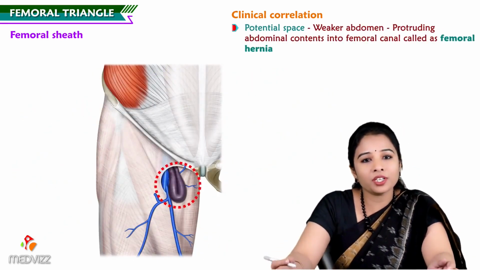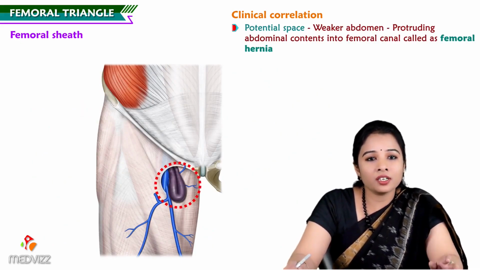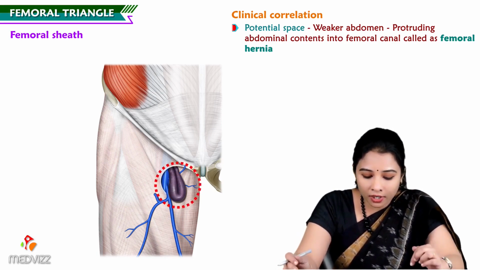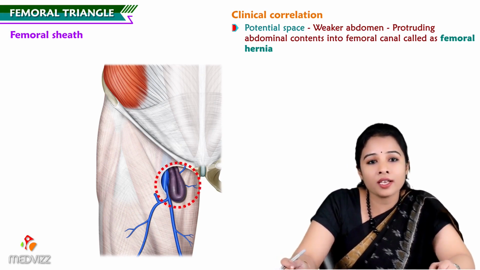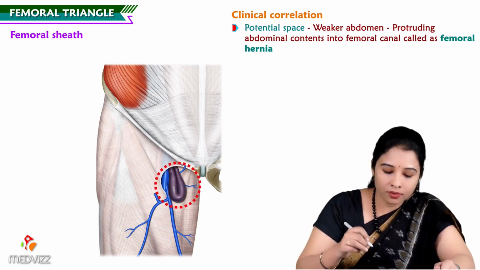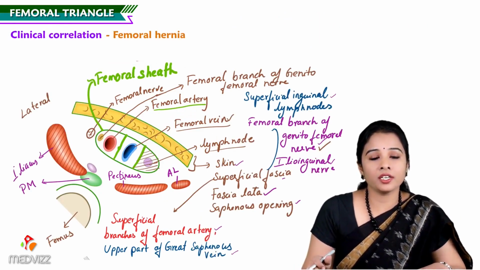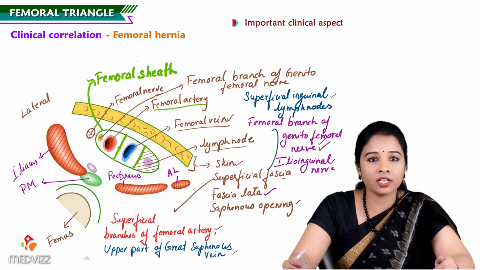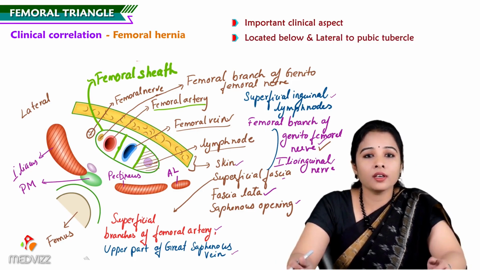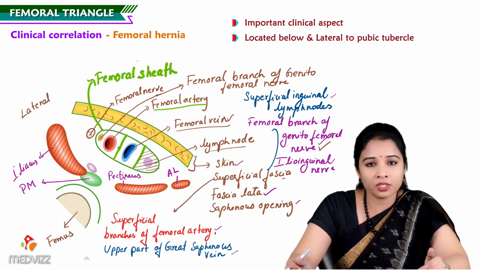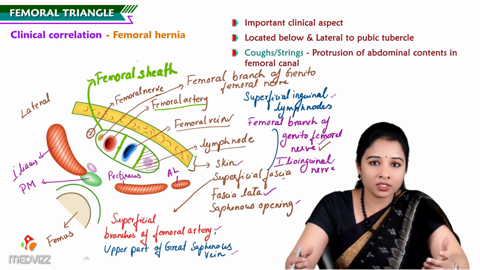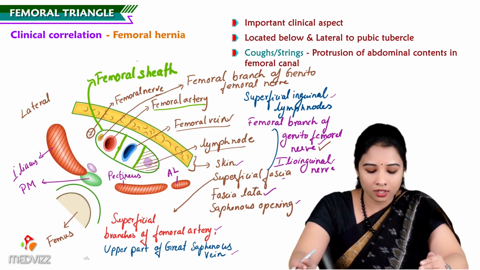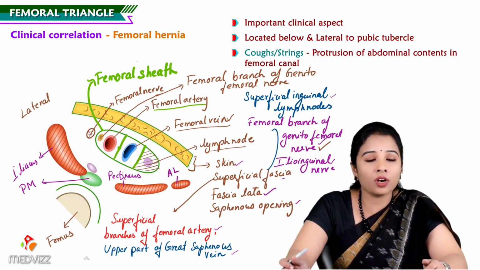But because this is a potential space, if there is a weakness in the abdomen, there is a chance of abdominal contents protruding into this femoral canal, which is called a femoral hernia. So let's talk about this femoral hernia now. Femoral hernia is a very important clinical aspect associated with the femoral triangle. This hernia is located below and lateral to the pubic tubercle. When the person coughs or strains, he can feel the protrusion of abdominal contents into the femoral canal. That is called a femoral hernia.